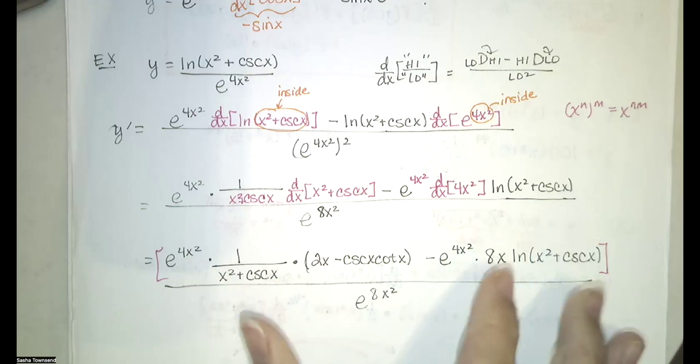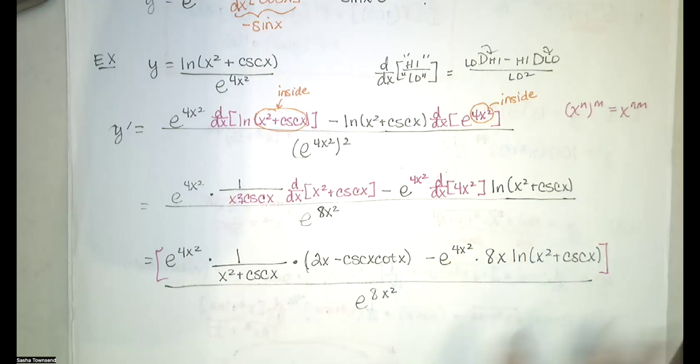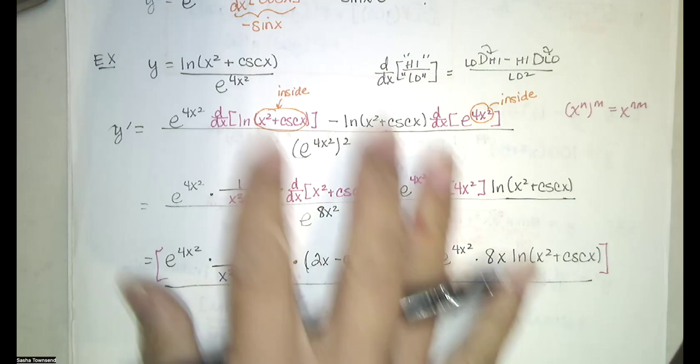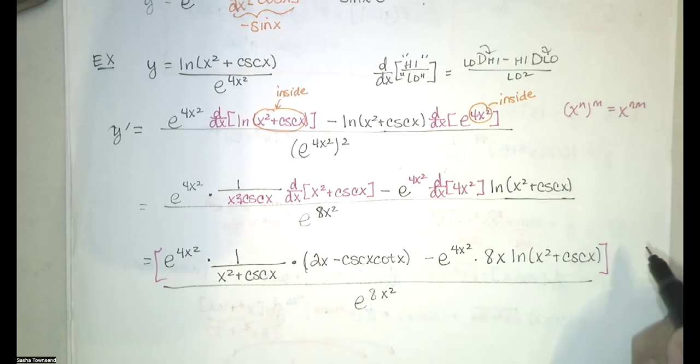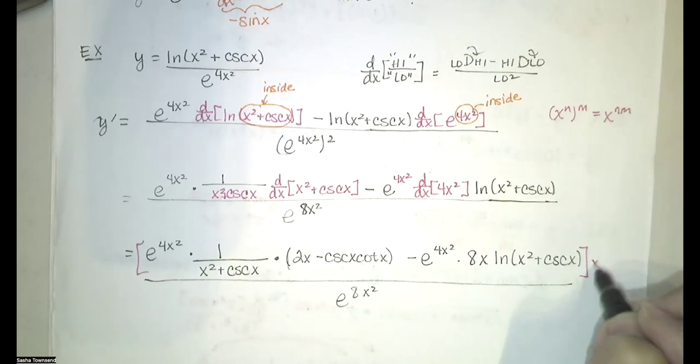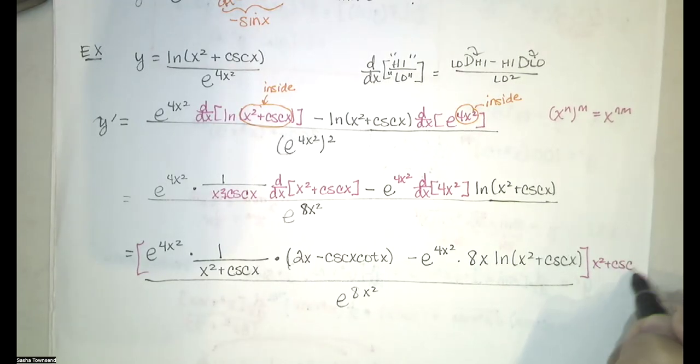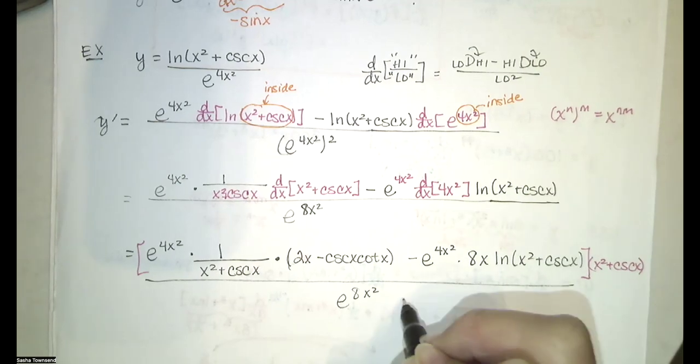I would tell my students on a quiz or a test over the quotient rule to just stop here, or it would be a quiz or a test over the chain rule, but it's a chain rule involving the quotient rule. I would say just stop, but if you want to check your answer in the back of the book, or you want to simplify as much as possible, multiply by x squared plus cosecant of x.